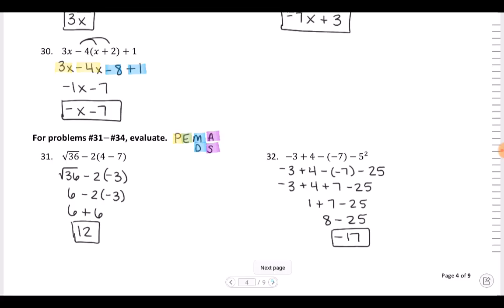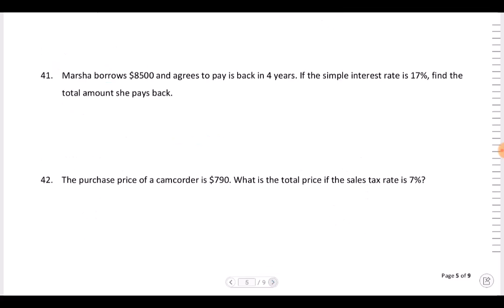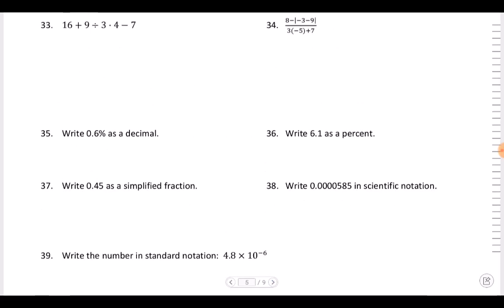So it looks like 33 and 34 are also evaluate problems. Let's see here. Okay, so more order of operations. Again, we look for grouping symbols, and in number 33, we don't have any. We don't have any exponents or square roots or absolute values to handle, so nothing to worry about there.